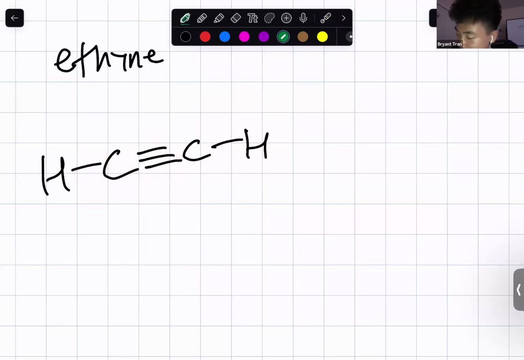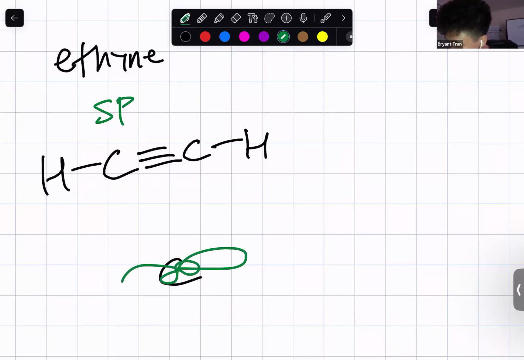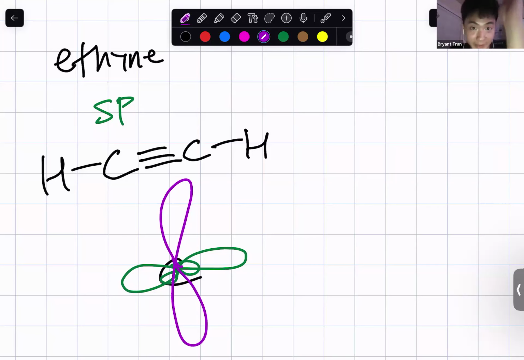Right? And if something's sp hybridized, how many sp hybrid orbitals would there be? 2, correct. So let's draw out this carbon's 2 sp orbitals. 1, 2. How many unhybridized p orbitals would that carbon have if there's 2 sp hybridized orbitals? 2. Yes, 2. And I'm gonna draw that out like this. One is gonna be vertical, like up and down, like that. The second one is gonna be horizontal, like this.